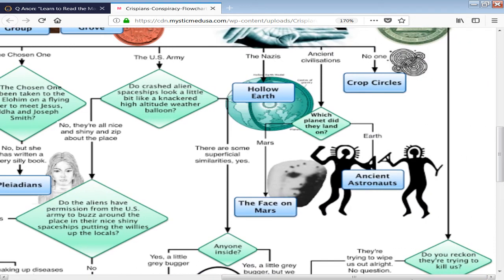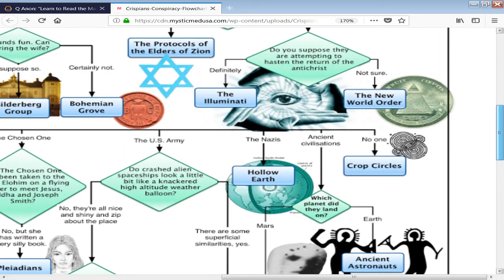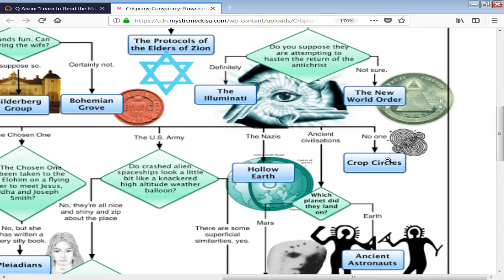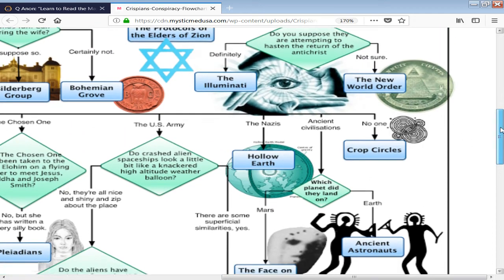So then if you go to the last ones, there are a couple of last ones up here. If you say the aliens are going to come and show themselves to the Nazis, then that falls to the hollow earth. That's just about that. Now, if you go to ancient civilizations, this is very, very hot right now. Which planet do they live on, or do they land on? Some people say Mars because of the face on Mars. Most other people are subscribing to the ancient astronauts, where they actually landed here. Then, of course, the last one you have is no one, crop circles. So we definitely have that here.